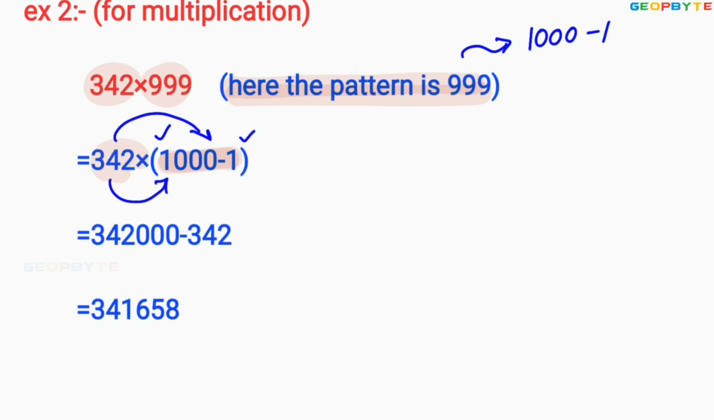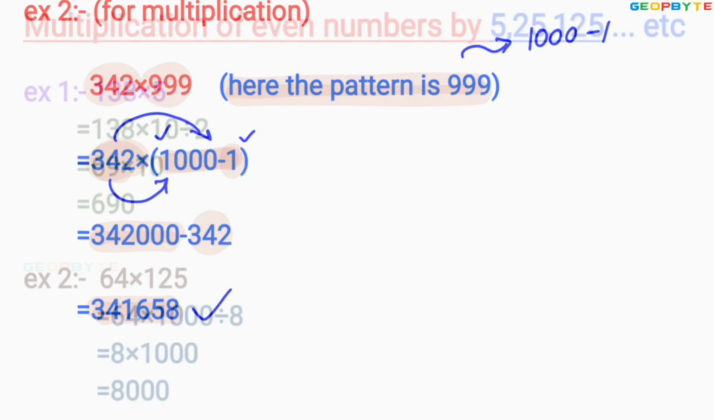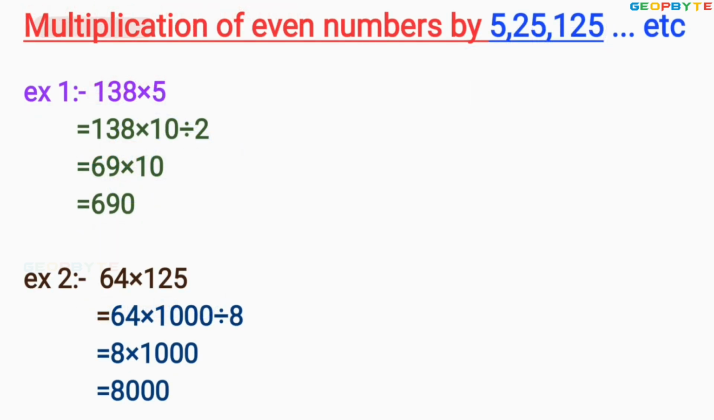342 multiplied by 1000 is 342 thousand, minus 342 multiplied by 1, which is 342. You simplify the value for getting your answer. I hope all of you clearly understood. That is how you can utilize the patterns for simplifying problems under multiplication. Similarly, multiplication of even numbers by 5, 25, 125, etc. Let us take an example.